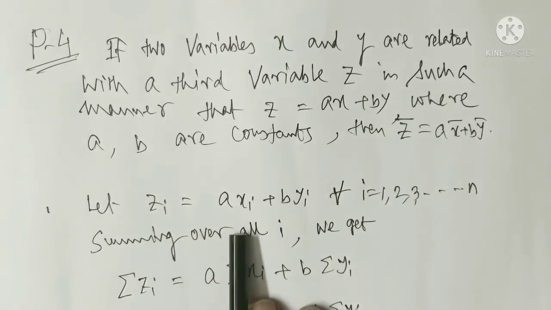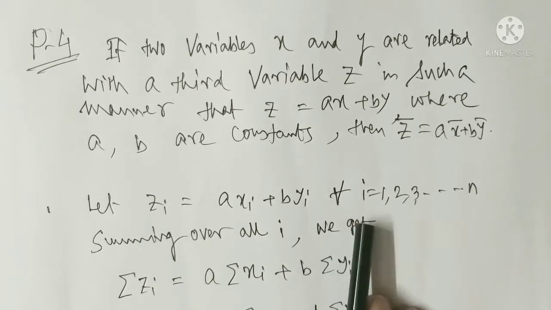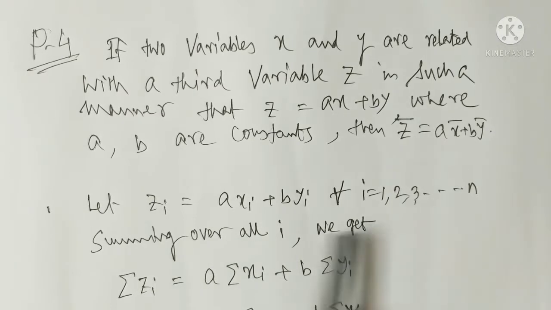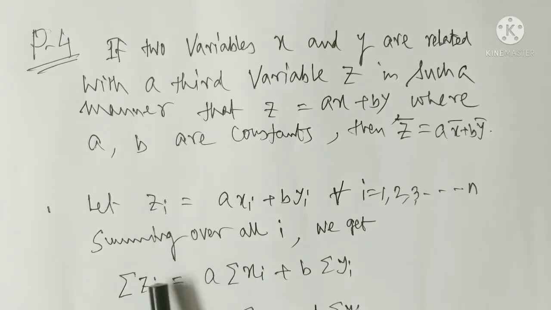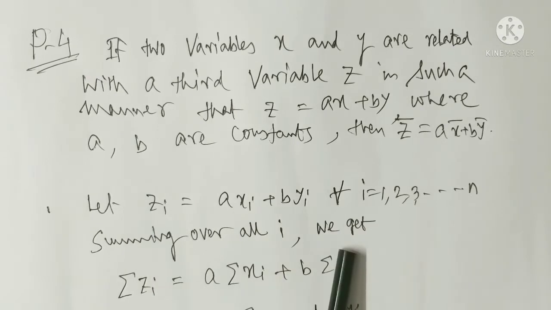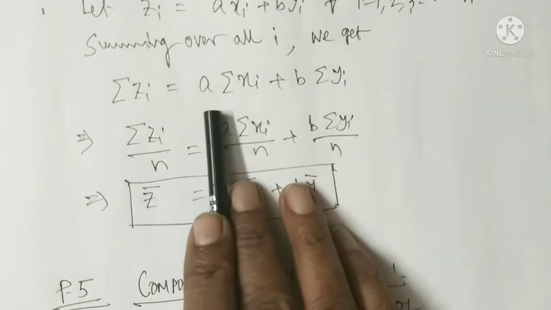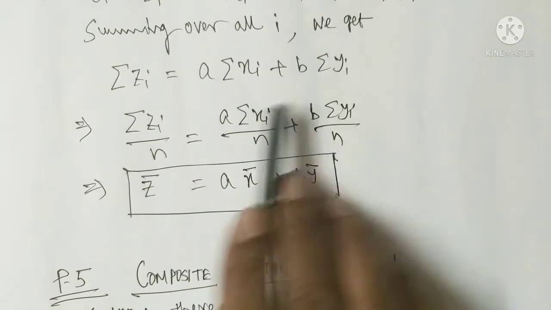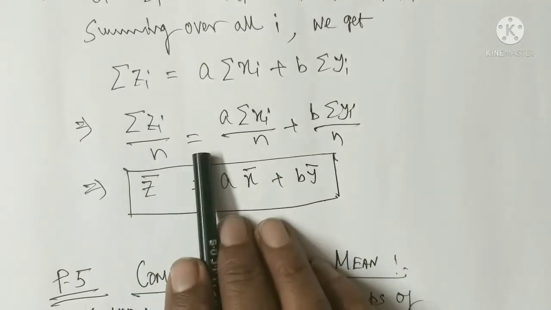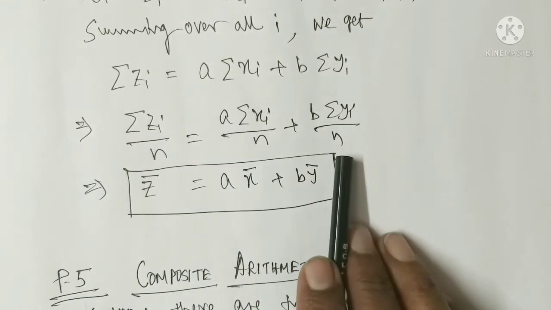Let zi equal a xi plus b yi for all, this sign is called for all, i equals 1, 2, 3, ..., n. Summing over all i means we will take the first, second, third, fourth, nth values. We get summation zi equals a summation xi plus b summation yi. Summation zi by n equals a summation xi by n plus b summation yi by n.